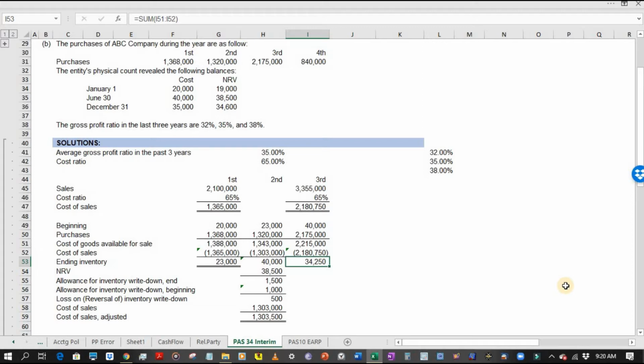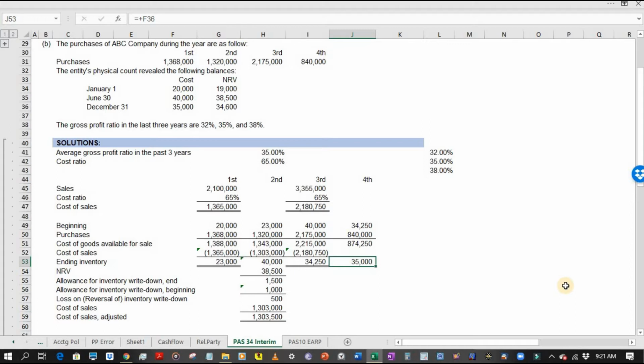So for the fourth quarter, since we already have a physical count as of December 31, we're not going to use the cost ratio of 65%. Instead, we are going to compute the cost of sales based on the actual ending inventory. So let us start with the beginning inventory of 34,250 pesos. Our purchases for the fourth quarter is 840,000 pesos. Then the cost of goods available for sale will be reduced by the ending inventory at 35,000 pesos.